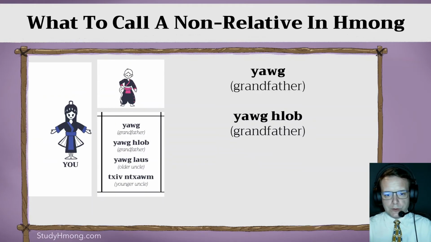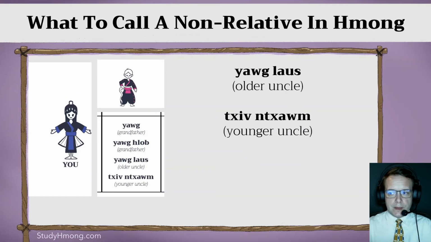Now, if you met an older man, significantly older, if he was about the age of your grandfather, you could call him yo or yo law. If they were a bit younger than that, you could say yo law. Or if they were about the age of your father, you could also call him zin zao.